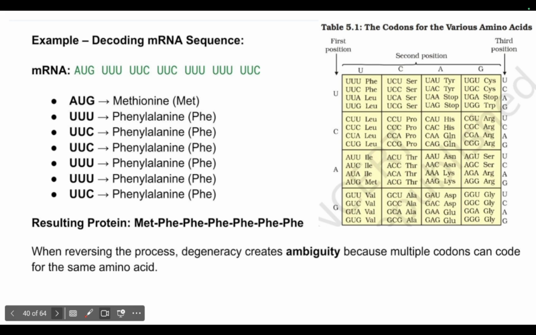Now here you don't need to remember all the codons, but yes, you need to remember in detail all the codons given in the text. For example, UUC codes for phenylalanine, AUG codes for methionine. In the same way, if some others are also given in the text, then that is important from the exam point of view.